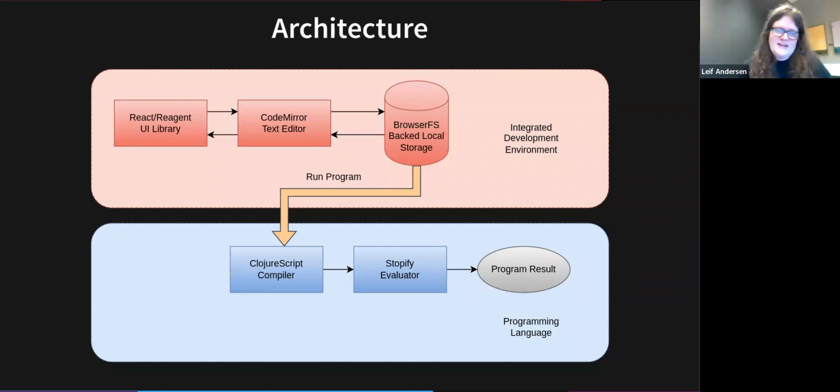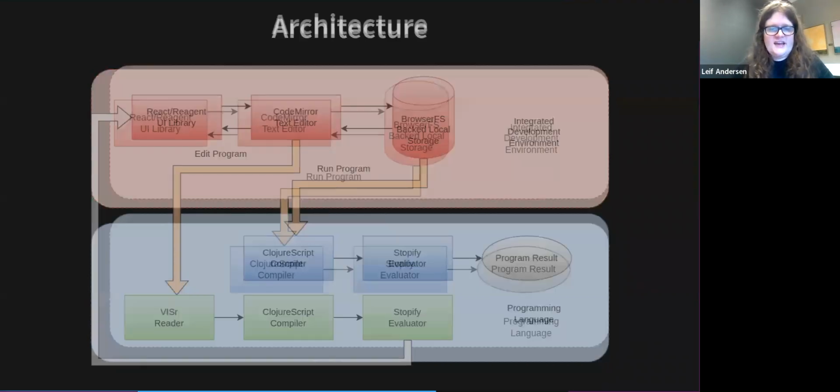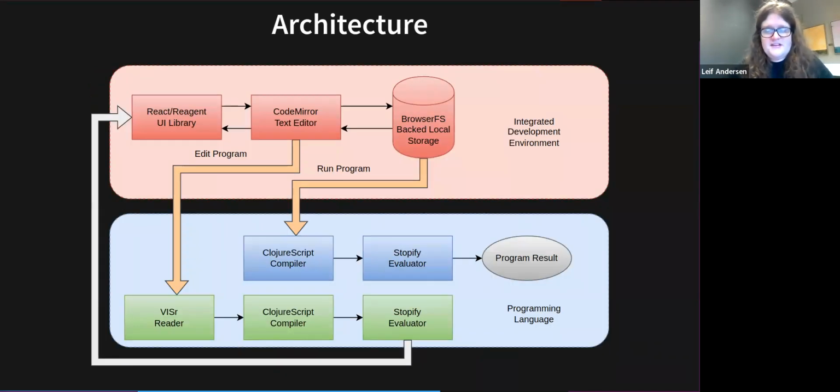Now, what makes Allied here interesting is there's a second path. This is the interactive syntax path, and it takes code from your current editor. It passes it through that same ClojureScript compiler, Stopify evaluator pipeline, but instead of running the code directly, it sends it back to the Allied IDE as React components that can be embedded right within your code.